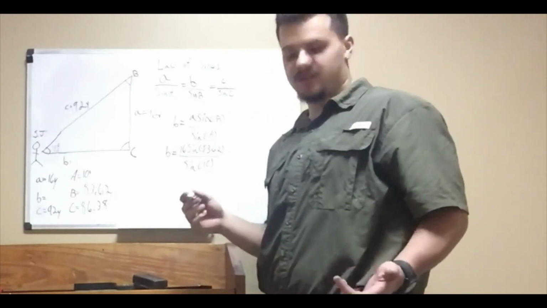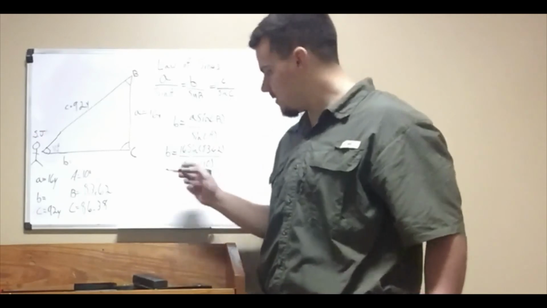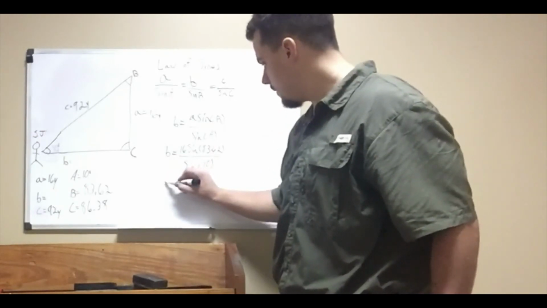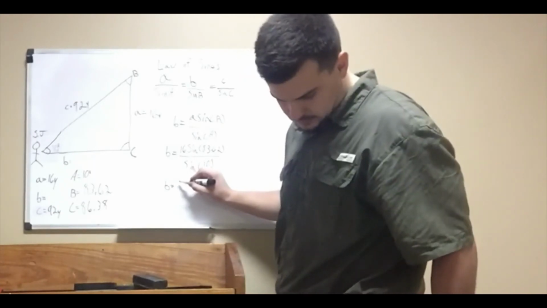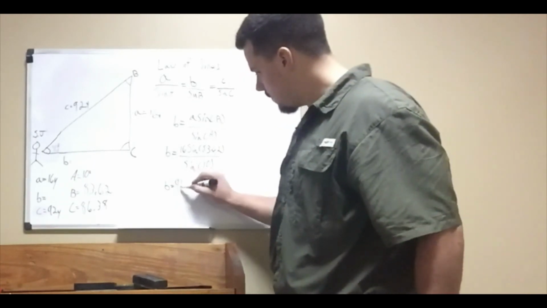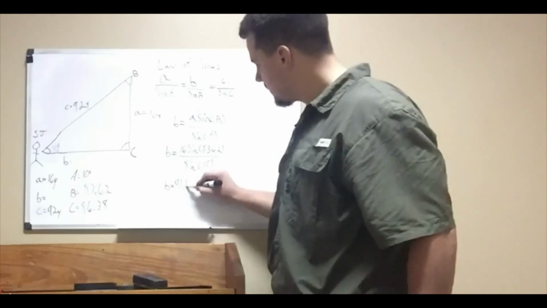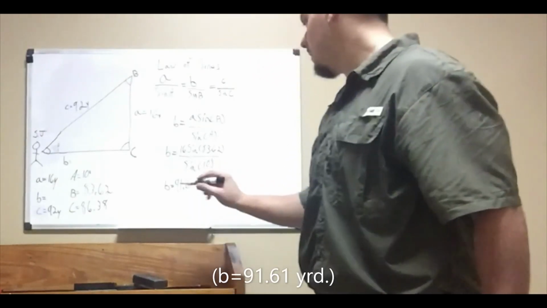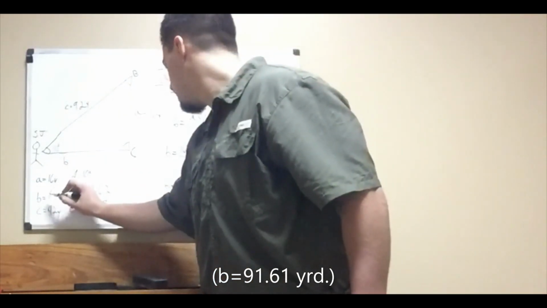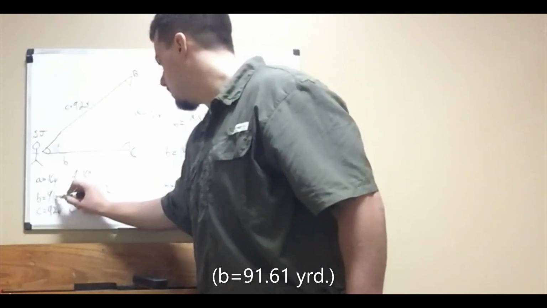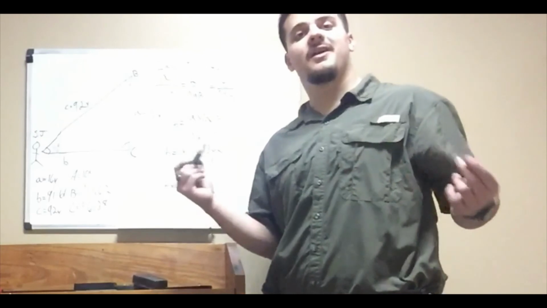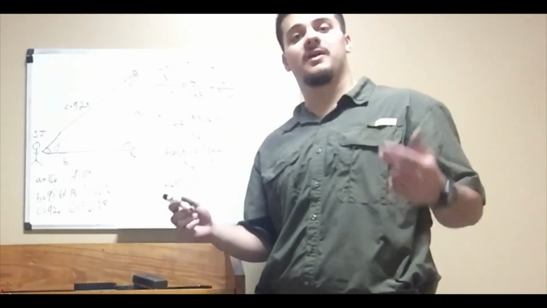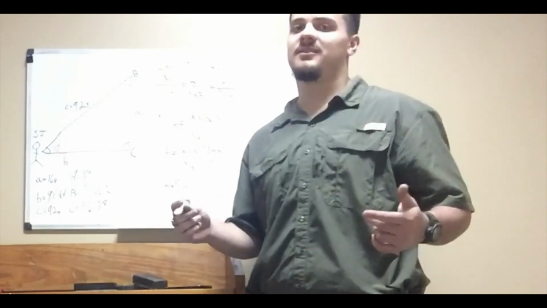Then we put that into our calculators, and that comes out to B equals 91.61. Now we have every variable that we could find. We have every angle, we have every side, and that's how you use the law of sines.